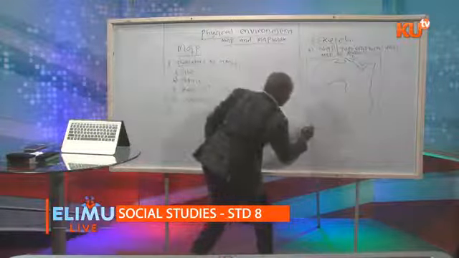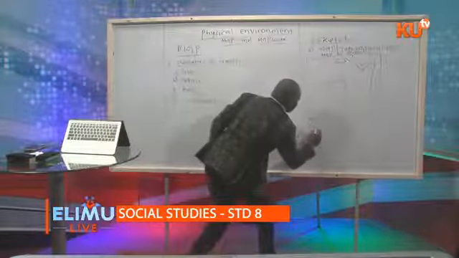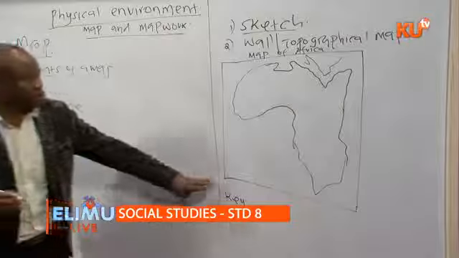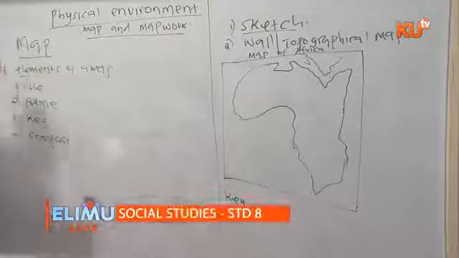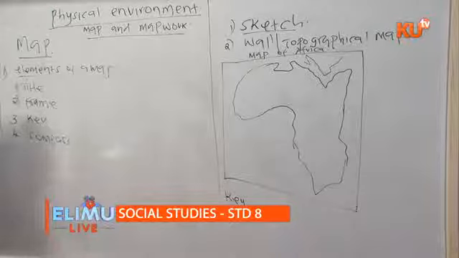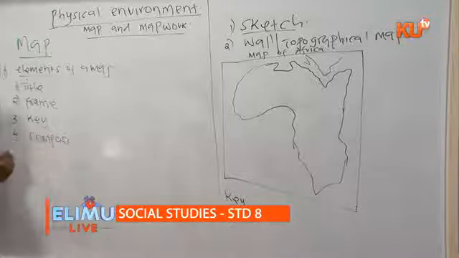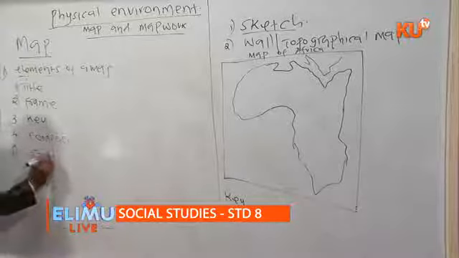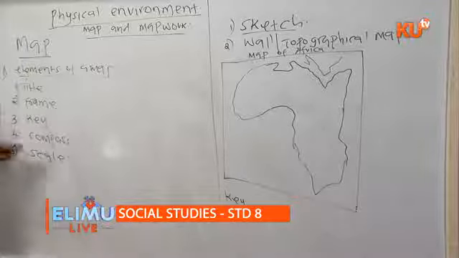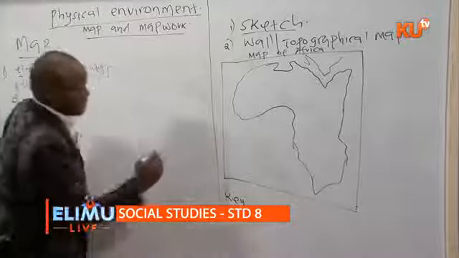So our map must have the key down here, and those keys are going to show the symbols that are represented in the map. So the first thing that we must be able to know is that the map should have all elements, including the scale. So the scale, these are the key.